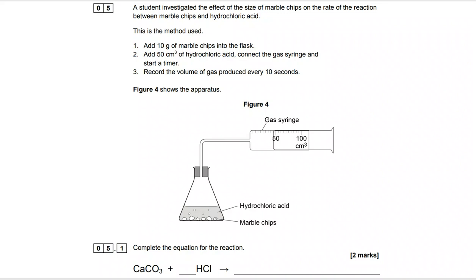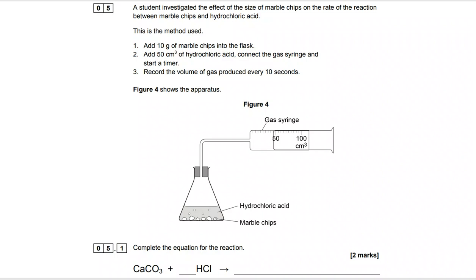This is AQA GCSE Chemistry. It is the trilogy paper. It's the 2H trilogy paper from 2018, and this is question 5. The whole question is going to be shown to begin. You can pause as you go and try it for yourself and then review.